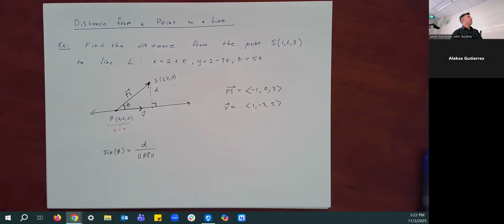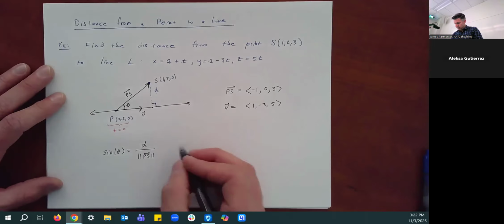So here's what I know. I know that when I see sine of theta, I want to make the cross product show up. That's what I'm really thinking about here: I know the formula using the cross product that has sine in it. So we're going to multiply both sides by the appropriate things.